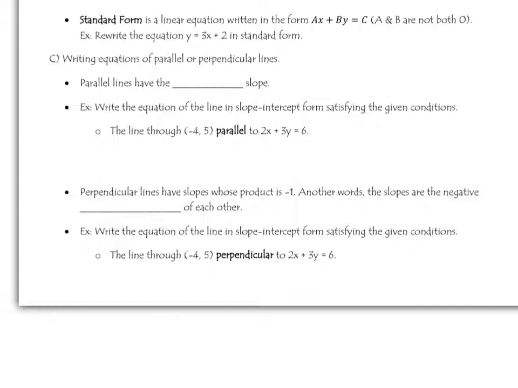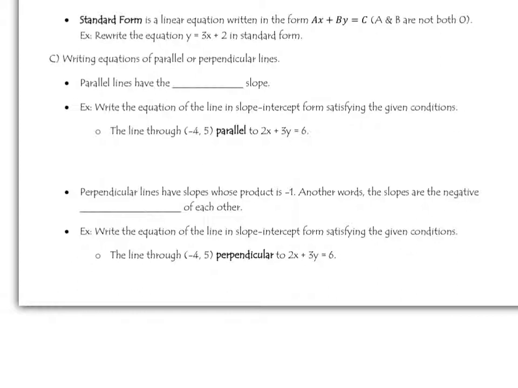Now we're going to talk about the standard form. We've learned the slope-intercept form, y equals mx plus b. We've learned the point-slope form, y minus y1 equals m times x minus x1. Now we're going to look at the standard form, which is a number times x plus a number times y equals a number. So you have ax plus by equals c. And a and b are not both 0 in this case.